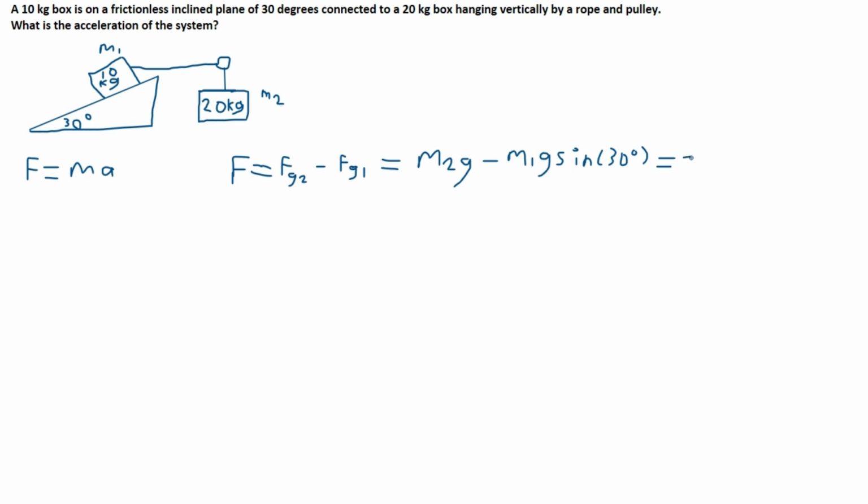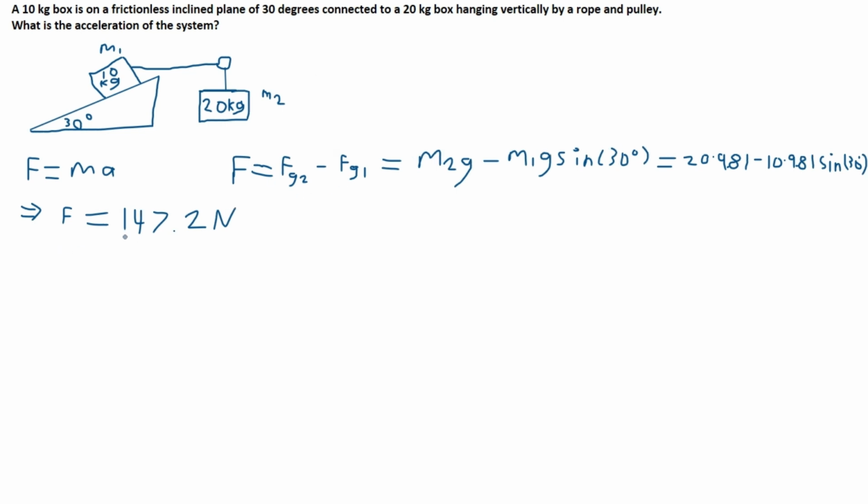So this is equal to 20 kilograms times 9.81 meters per second squared minus 10 kilograms times 9.81 meters per second squared times sine 30. So calculating these values, we get that the total net force is equal to 147.2 newtons.